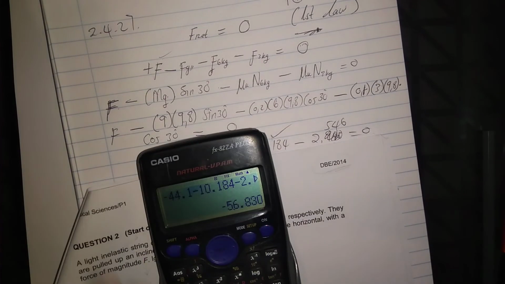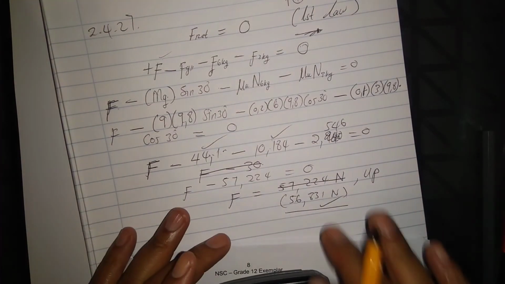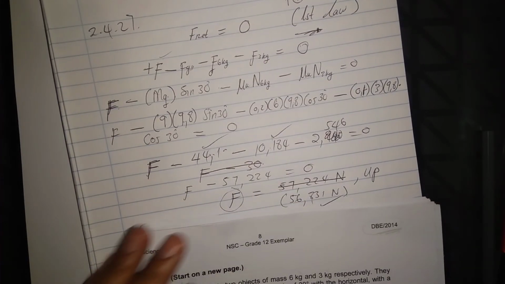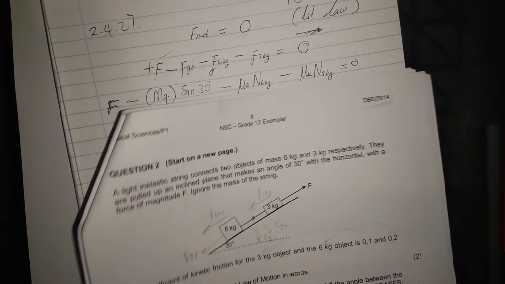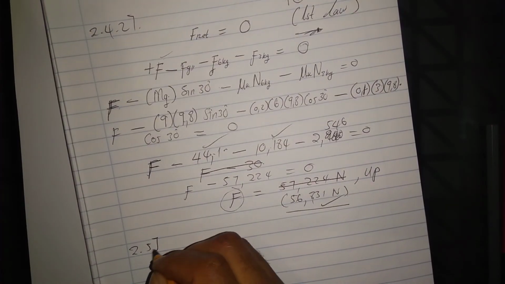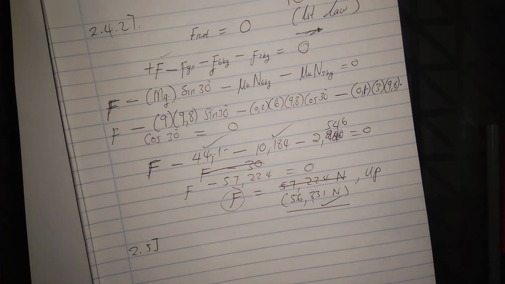So for 2.4.2, this is the correct answer. Our applied force is this one, up the incline. About 56,8, yeah? The calculation is correct.